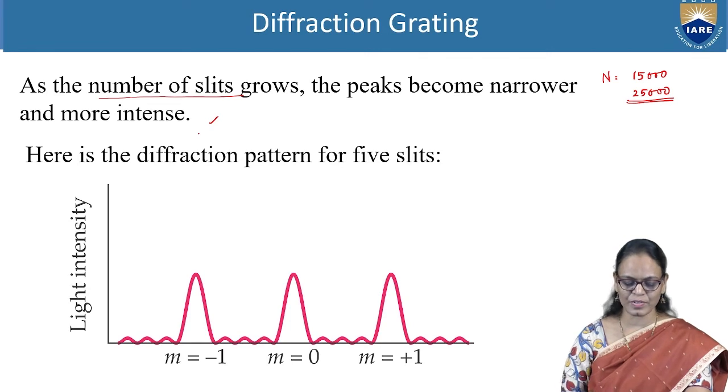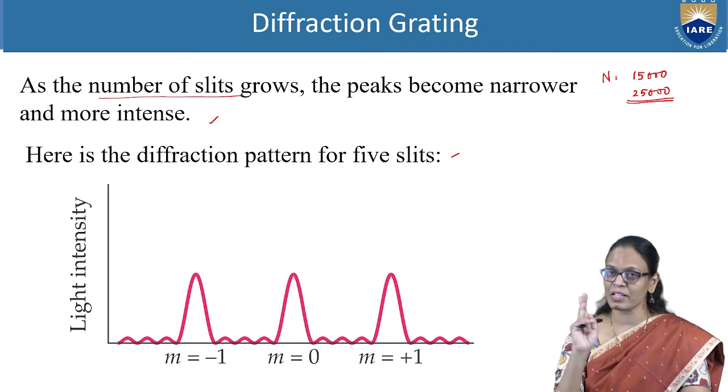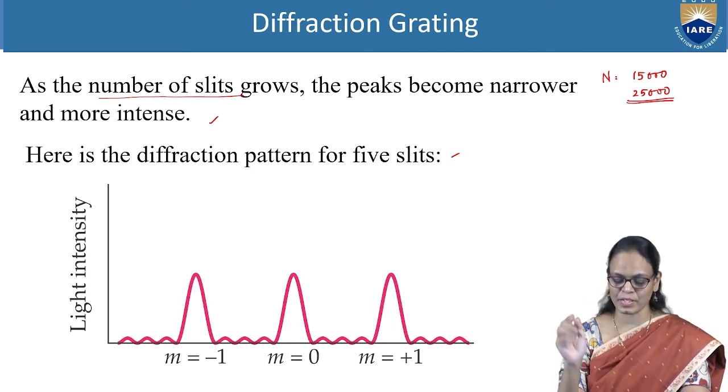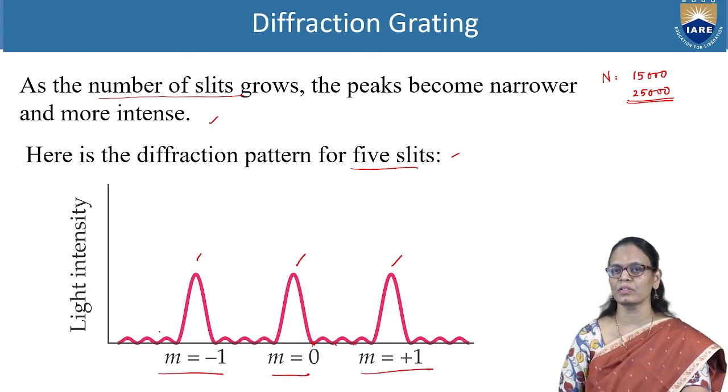So here we are going to see the diffraction pattern for 5 slits. We have seen for 1 slit, we have seen for 2 slits, and we are discussing for N slits. But if you are considering only 5 slits, this is how it looks. This is the principal maxima, the central maxima, and these are the other maxima, and in between you have minima here. So m is equal to 0, plus 1, minus 1. On either side you are going to have the pattern.